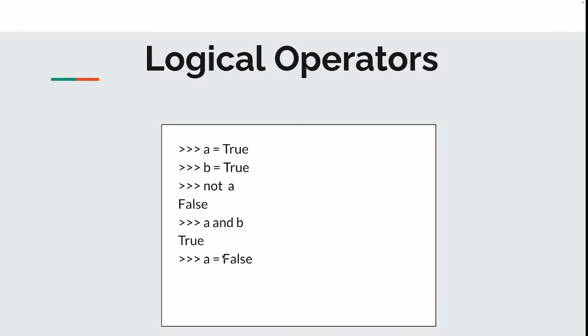Now let's switch A to false. So B is true, A is false, and there's also an OR statement or operator. With A or B, we would only need one of them to be true for it to evaluate to true. If A and B were both false, then this would evaluate to false. But since one of them is true, then it evaluates to true.